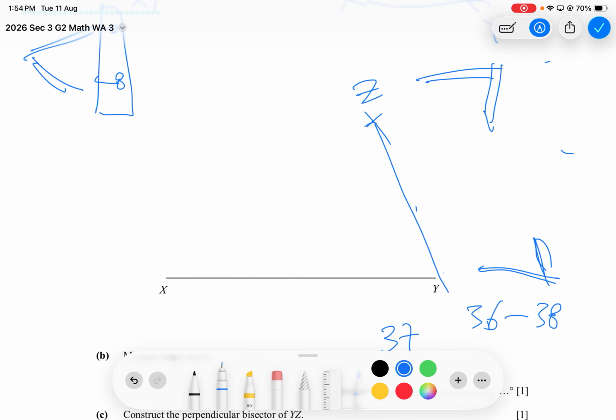So when I put it at Z, I draw an arc. I draw an arc below also. Then I change it to Y. I draw an arc, and another arc from Y. I join these 2 points together, I will get my perpendicular bisector. Definitely. Okay? This is the only way to construct your perpendicular bisector.